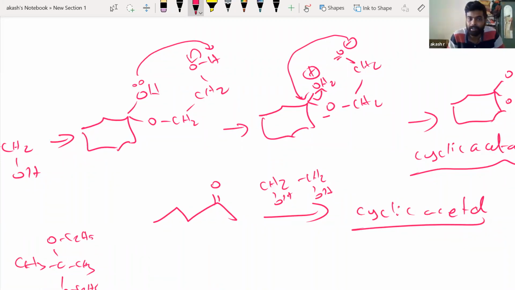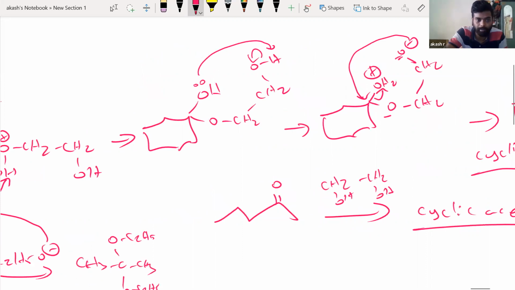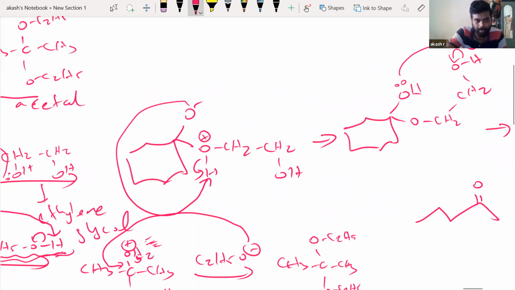Right, look into this very carefully. Can I show the cyclic acetal? Sorry, Karna. Can I show the cyclic acetal equation? Yeah. Let me show it from the first step. Okay, let me explain this from the first step so that you'll understand.